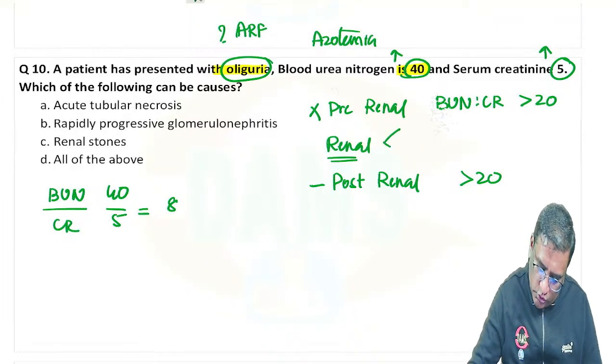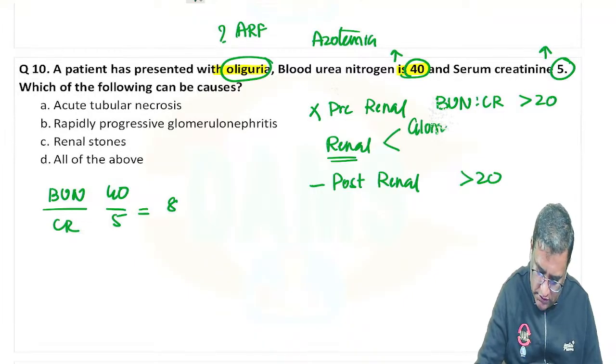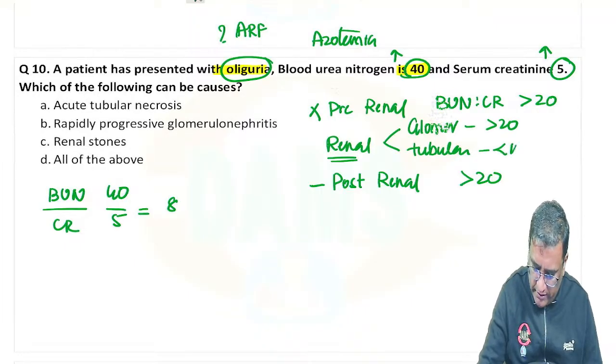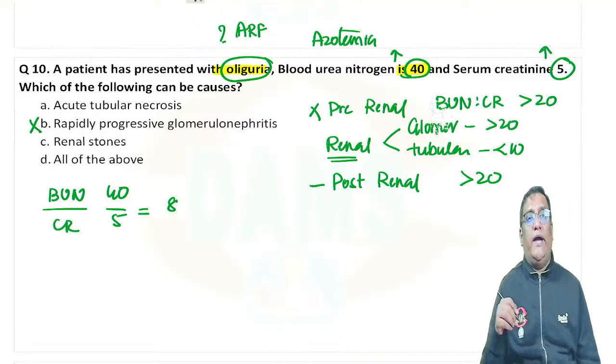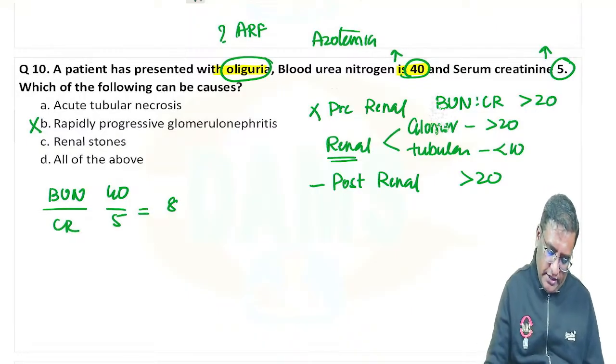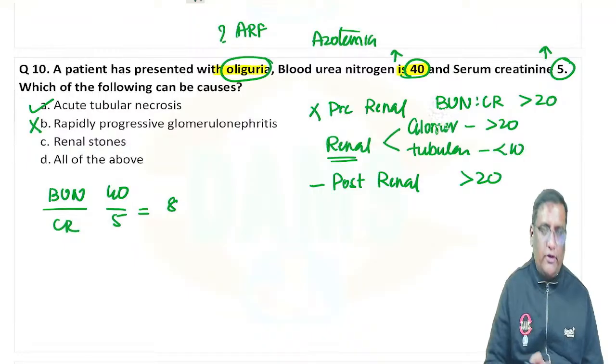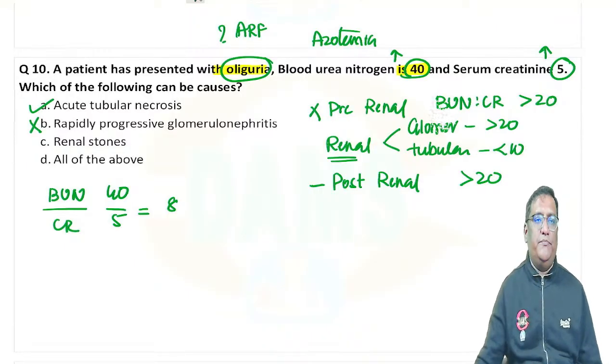In renal cause, two things: it is either a glomerular cause or a tubular cause. Glomerular cause still will be more than 20. Tubular cause will be less than 10. So RPGN is a glomerular cause. That is why it will be more than 20. That is glomerulonephritis. Acute tubular necrosis will be the correct answer here. Right? Yes.